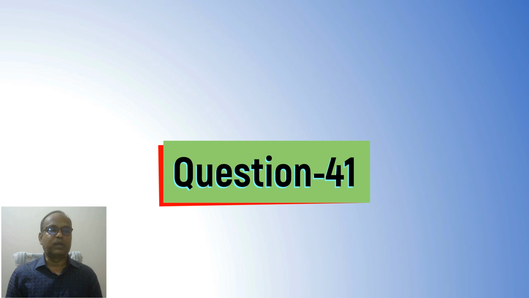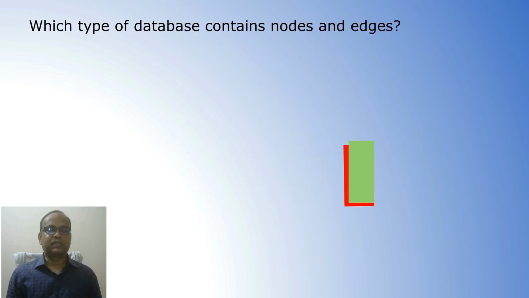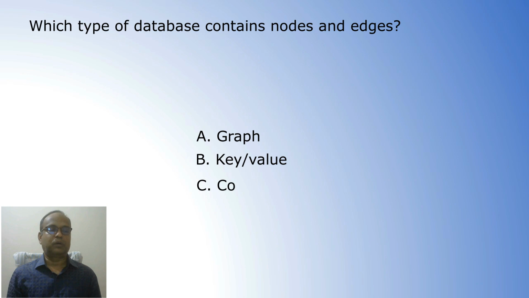Question number 41. Which type of database contains nodes and edges? Option A, graph. Option B, key value. Option C, columnar. Option D, time series. Answer. The correct option is graph because the graph database stores two types of information, nodes and edges.